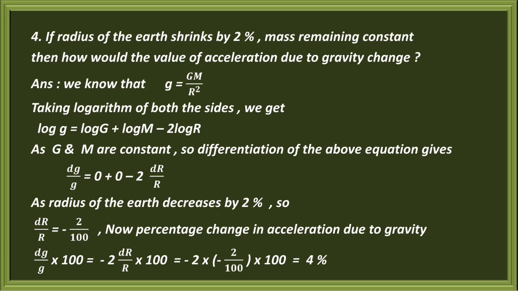Now taking logarithm of both sides, we get log g equal to log capital G plus log capital M minus 2 log r. Here capital G and M are constant, so differentiation of the above equation gives dg by g equal to minus 2 dr by r. Since the radius of the earth decreases by 2%, we can write dr by r equal to minus 2 by 100. The minus sign shows that the radius is decreasing.